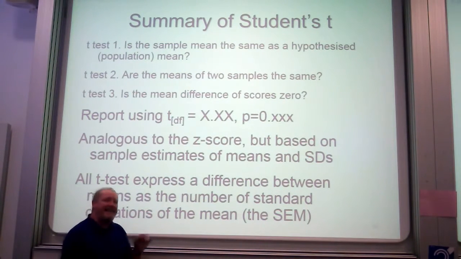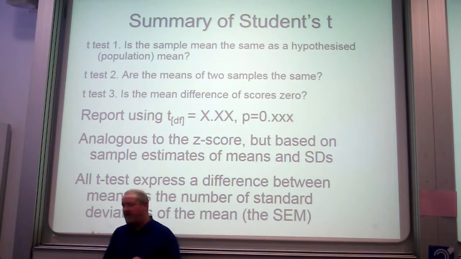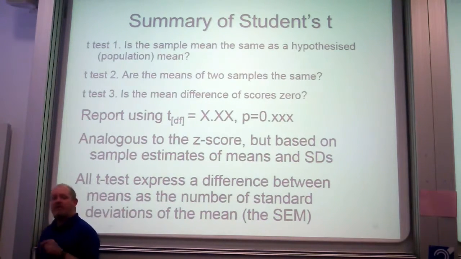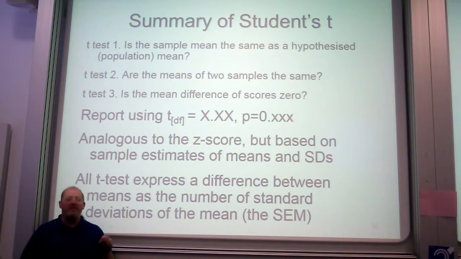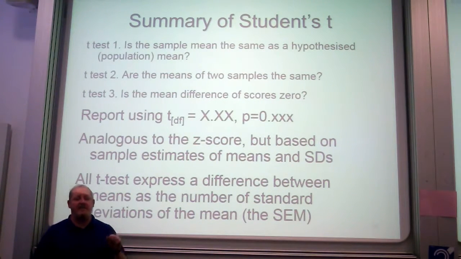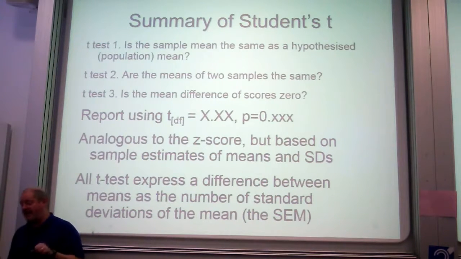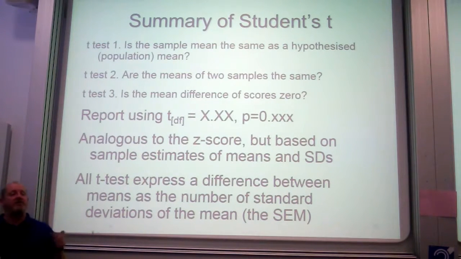Okay, remember that a t-score, a t-test, is really doing a z-score. It's an approximation to a z-score. So we're expressing these distances as the number of standard deviations, the standard errors of those differences.